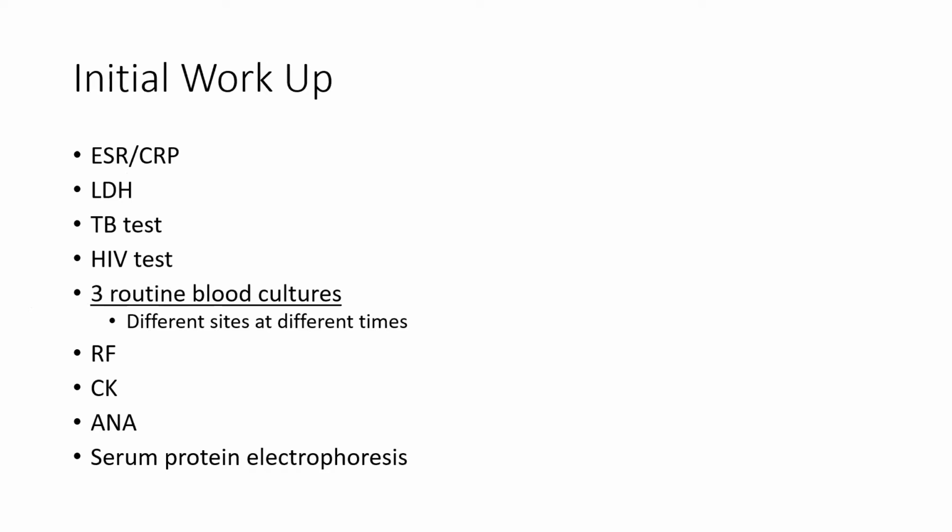Your initial workup should include basic labs: CMP, CBC, ESR, CRP, LDH, TB test, HIV test. For the workup of FUO, actually, 3 routine blood cultures are recommended, taken from different sites at different times. Rheumatoid factor, CK, and ANA are recommended if your initial infectious workup is unrevealing. And some sources recommend checking serum protein electrophoresis as well.